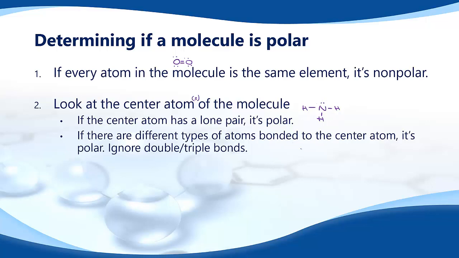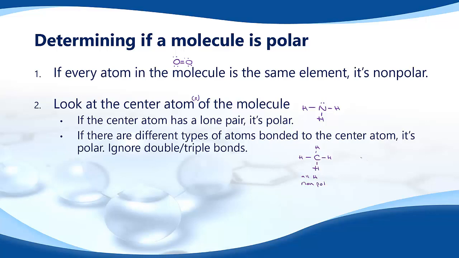Now, multiple types of atoms. I don't want to do anything that's already on the sheet that I'm going to give you, but we'll look at carbon, for example. So we're going to start off with CH4. All 4 of these things attached to the center atom are the same. They're all hydrogens, so non-polar.